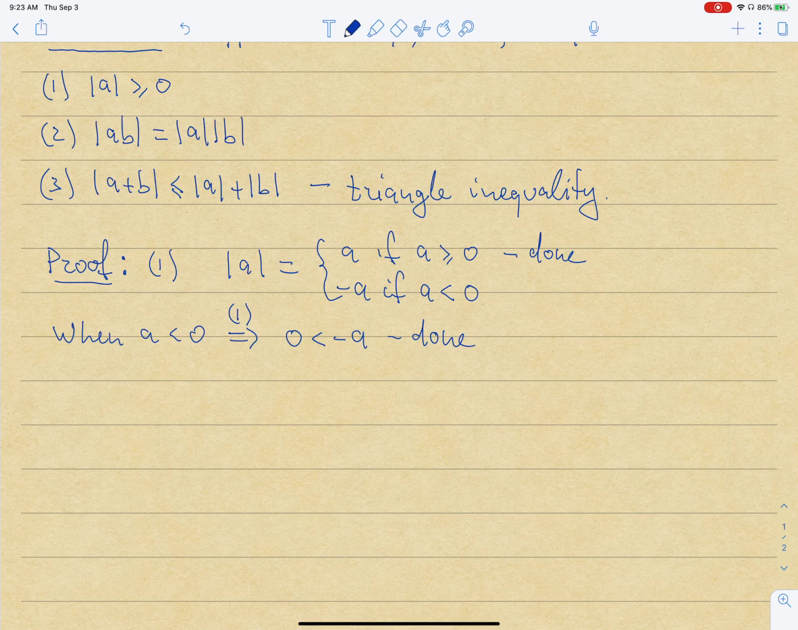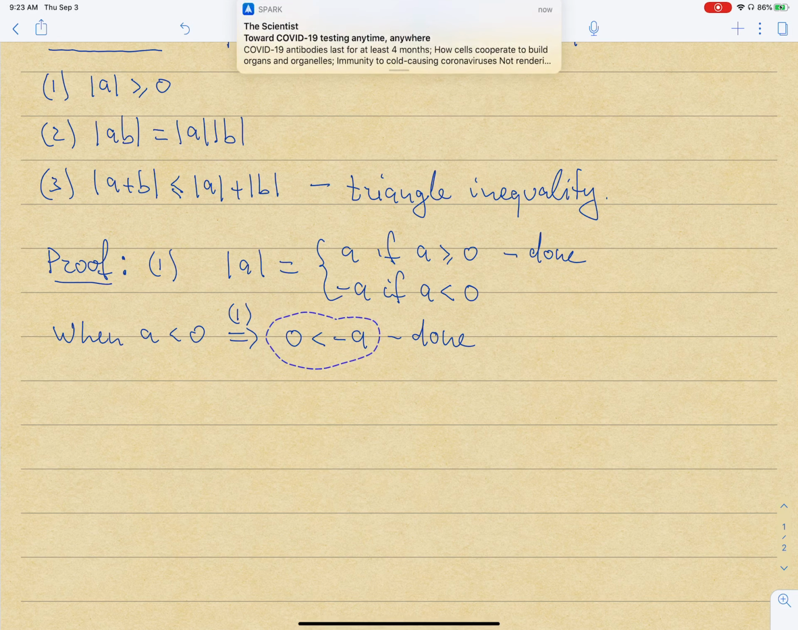So once again, if a is greater than 0, absolute value of a is a, so a is greater or equal than 0. If a is less than 0, then we multiply inequality a less than 0 by minus 1, and we get minus a is greater than 0. So regardless in what situation you are, the value of absolute value of a is going to be positive.